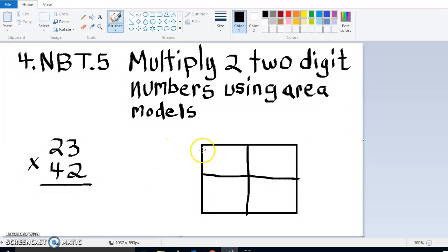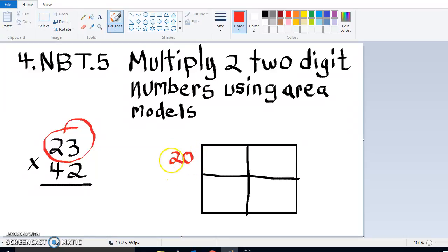So to show you how to do this, first we would draw a box, and it would be divided into 4 sections. It almost looks like a wrapped up present. And so we would take the first number, 23, and we would decompose it into tens and ones. So if I take the tens place digit of the number 23, the tens place digit is 2. And that 2 is in the tens place, so it stands for 20. It represents 20.